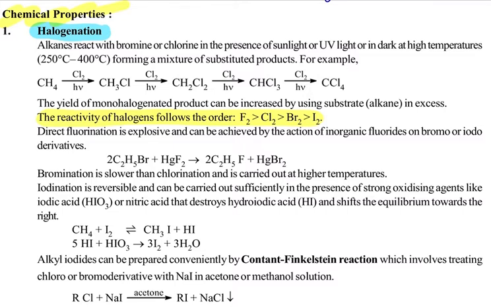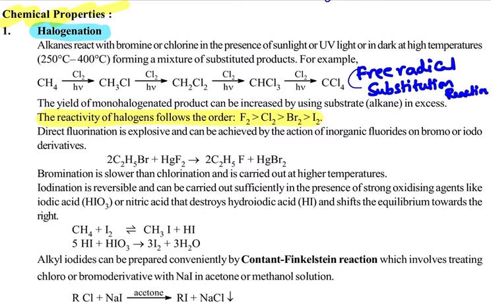F2 needs no energy to participate in a chemical reaction. Even in a dark medium and at very low temperature, fluorine can participate in a chemical reaction. For chlorine and bromine, we have to supply energy: light, ultraviolet radiation, or high temperature in the dark. So halogenation of alkanes is a free radical mechanism, a free radical substitution reaction. It is an example of a free radical substitution reaction.